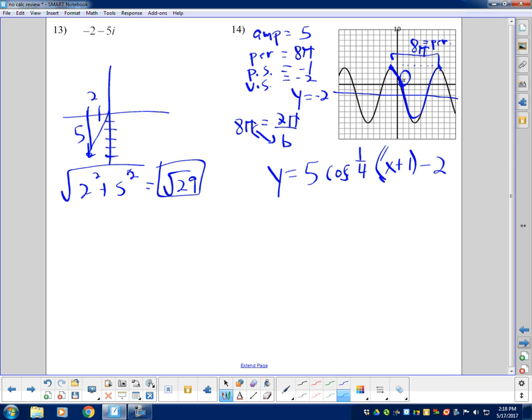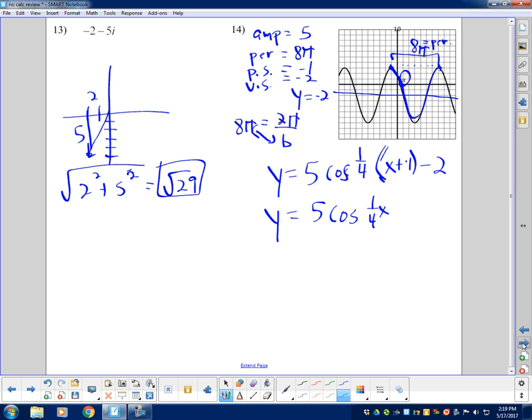Now there are other answers to this. It depends on what your phase shift is going to be. That period and amplitude and vertical shift should all remain the same. If you want to, I think in the answer here I might have distributed that 1/4 x. Oops, I goofed on this too. Let's see. Oh, that's right.